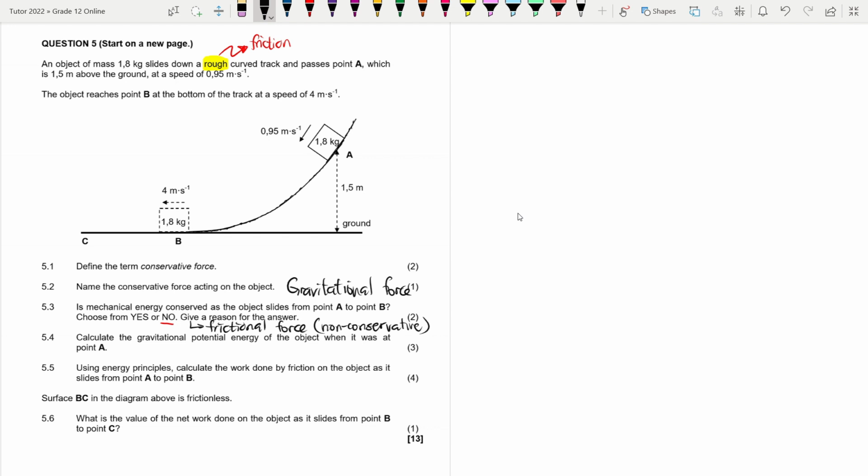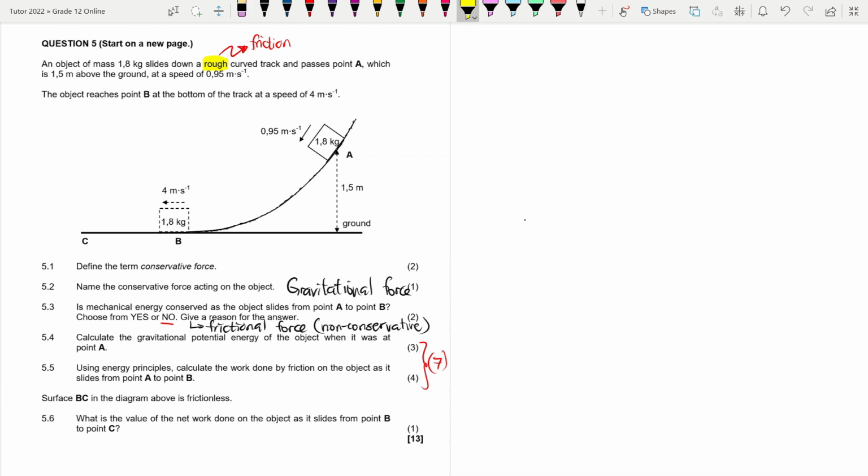That's fine. That looks too simple. We'll go to 5.5. Using energy principles, calculate the work done by friction on the object as it slides from point A to point B. So I'll combine these two to be 7 marks, because we can do this one, but we're going to use that answer to do 5.5. So let's look at how we're going to solve that.